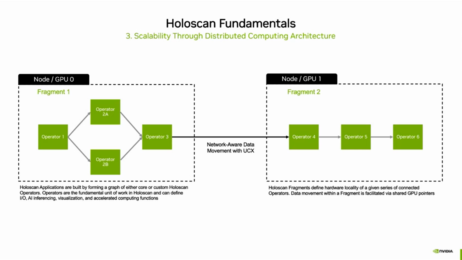Data movement within a fragment is done efficiently using GPU pointers. So in this case, if you're running on the same node, there would be no copying of data. The pointers would be exchanged between the fragments very efficiently. If you're running between separate nodes, then it would use the Unified Communication X, or UCX, which is an optimized point-to-point communication framework standard.